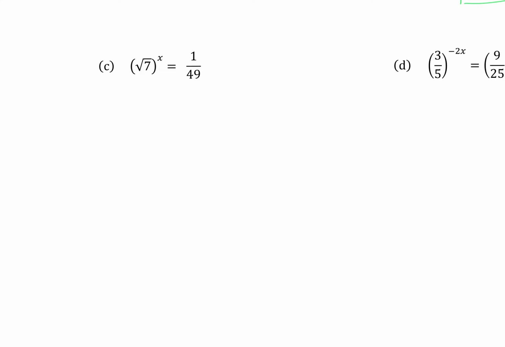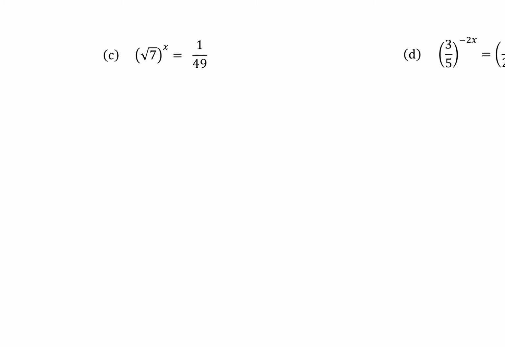If we look at C, I see the 7 underneath the square root on the left-hand side, and on the right I see 49, which I know is 7 squared. But the 7 is underneath the square root on the left. So what I want to do first is get rid of the square root by writing this as 7 to the 1/2 power. And then that's raised to the x. The 49, I'll write that as 7 squared.